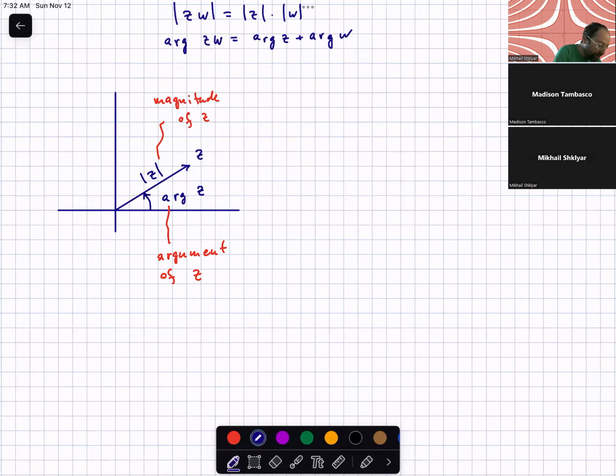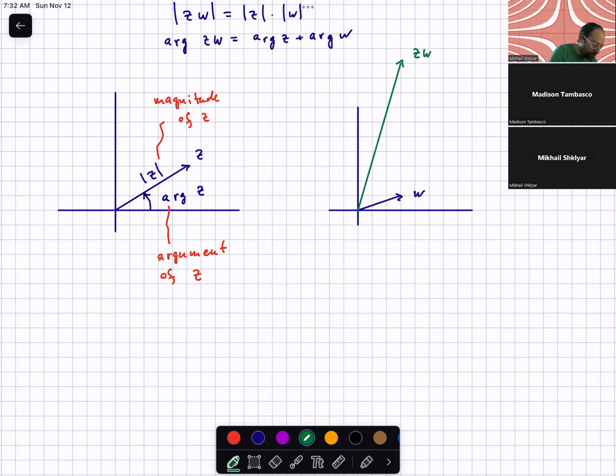Now let's imagine we have another complex number, let's say w. So something like this, right? And I'm going to multiply w by z. And the result is going to be something over here like this. This is going to be zw.